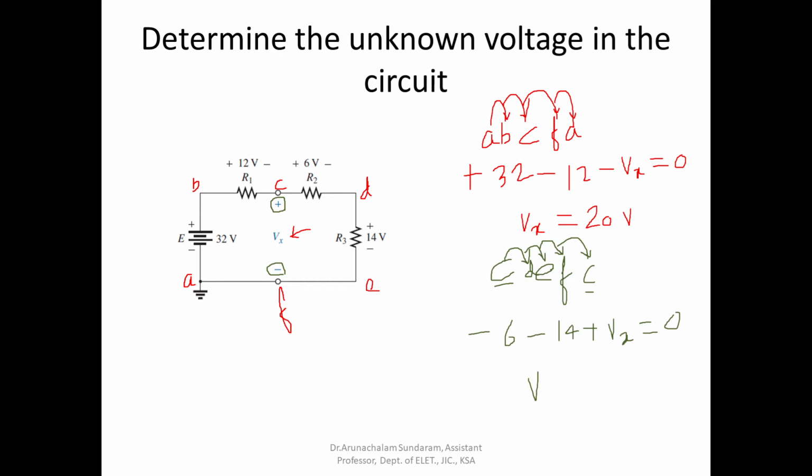So what do you understand? Irrespective of the loop you form, the answer you get will be the same. I've solved the problem in two ways. So irrespective of the loop that you have formed, your answer for Vx is 20.